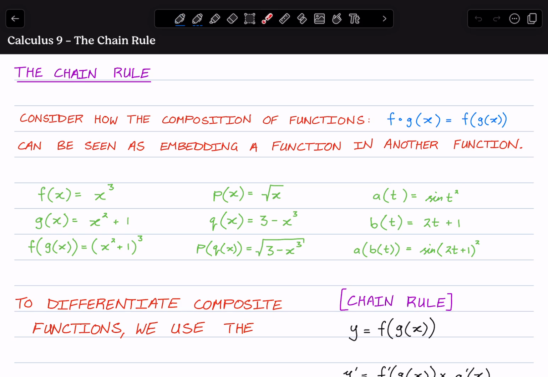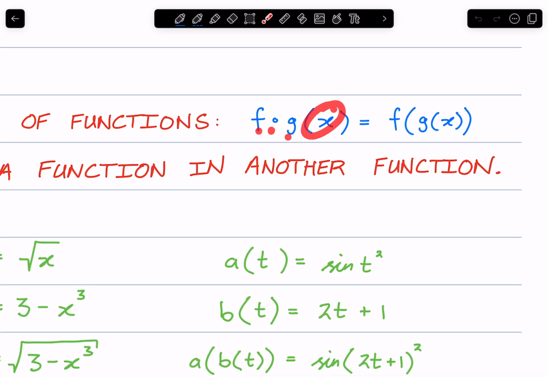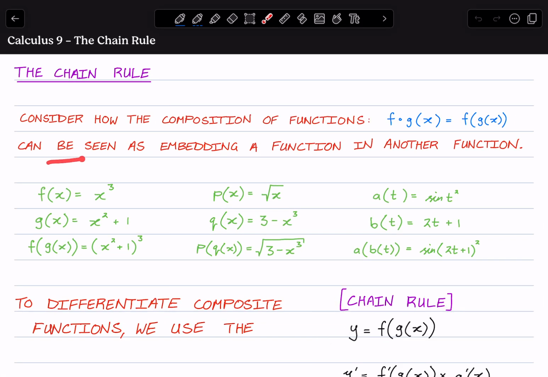Before we go on, consider how the composition of functions works. So f of g of x, we've learned, is just putting g inside the function of f. So this can be seen as embedding a function inside of another function.